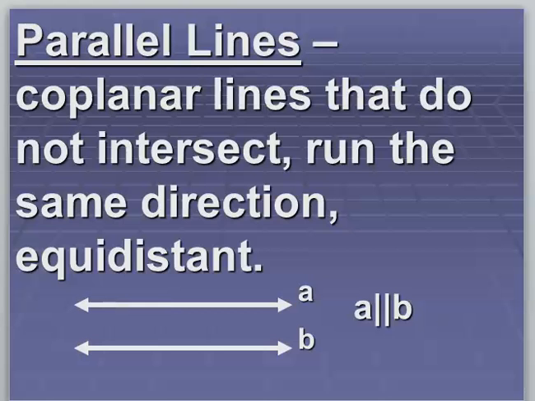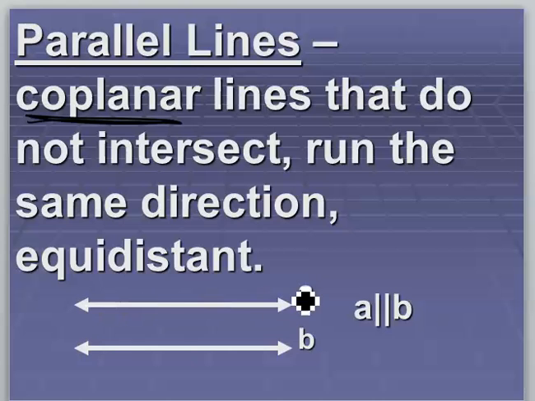Parallel lines are coplanar, and that's important. We need to know that our parallel lines are coplanar. They're on the same plane. If you draw them on your page, it's the plane that is your book page or your notebook page. These are coplanar lines that do not intersect. They run the same direction, and they're what we call equidistant.